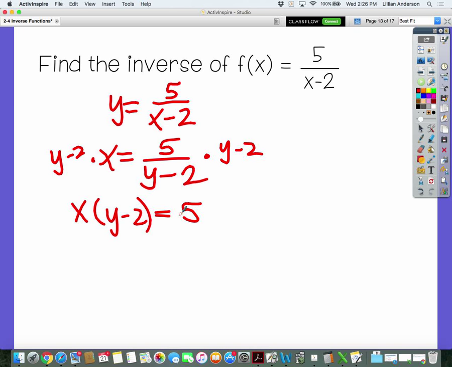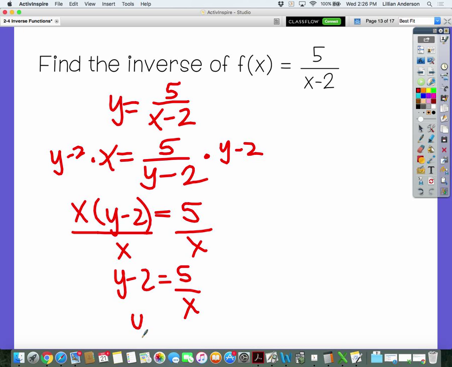Now I'll take a volunteer on this one. What can I do here? Because I need to solve for y. Okay. I can divide by x. Because the goal is to get y by itself. And when I do that, I'm left with y minus 2 equals 5 over x. And the last thing I have to do is what? Add the 2.